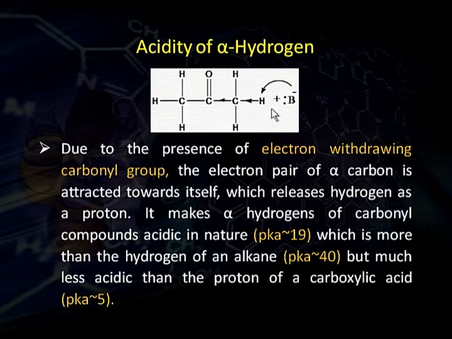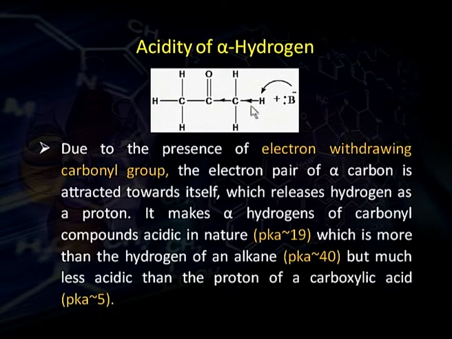This alpha hydrogen is also present in simple alkanes, but there the pKa value of alkane is 40, and in the case of aldehydes or ketones, this pKa value is 19. What is pKa? pKa is the negative logarithm of Ka. Ka is the dissociation constant for acids. Higher the Ka, stronger is the acid. But here, lower the pKa, stronger is the acid.